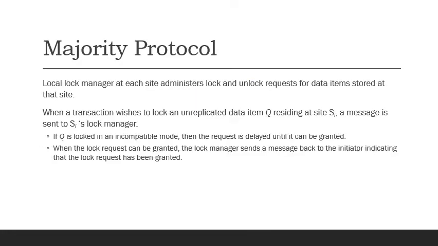Next, let's see the majority protocol. Here, the local lock manager at each site administers lock and unlock requests for data items stored at that site. When a transaction wishes to lock an unreplicated data item Q residing at site Si, a message is sent to Si's lock manager. If Q is locked in an incompatible mode, then the request is delayed until it can be granted. When the lock request can be granted, the lock manager sends a message back to the initiator indicating that the lock request has been granted.